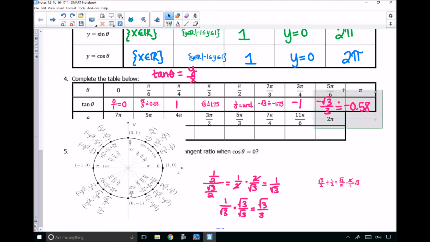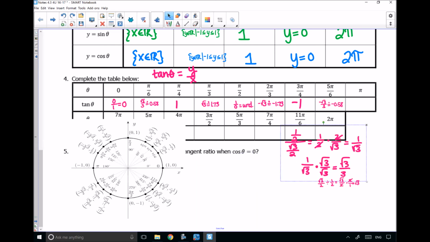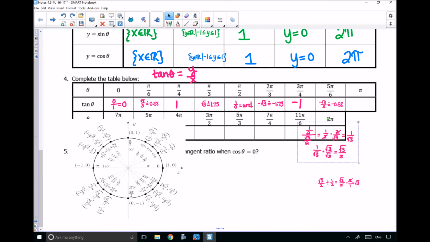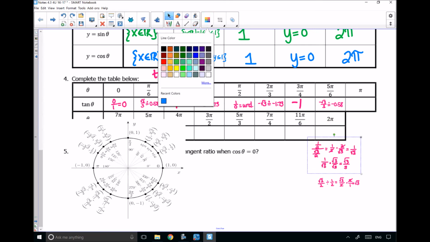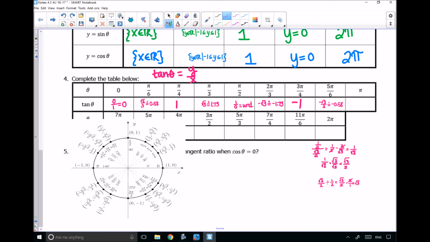Okay? Now that I've done that one, I have one more in this line, and then I'm good to go for this line of work right here. Lastly, I have pi. To figure out pi's answer, all I have to do is take my y value, which is 0, and I'm going to divide it by my x value, which is 1. So it's 0 over 1, which is 0.